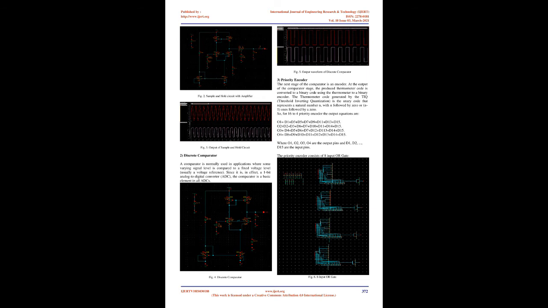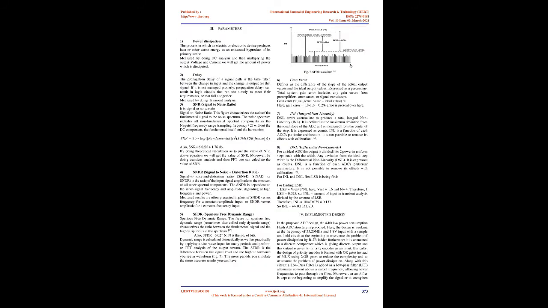Measured by doing DC analysis and then multiplying the output voltage and current, we will get the amount of power which is dissipated. Delay. The propagation delay of a signal path is the time taken between the change in input and the change in output for that signal. If it is not managed properly, propagation delays can result in logic circuits that run too slowly to meet their requirements, or that fail altogether. Measured by doing transient analysis.